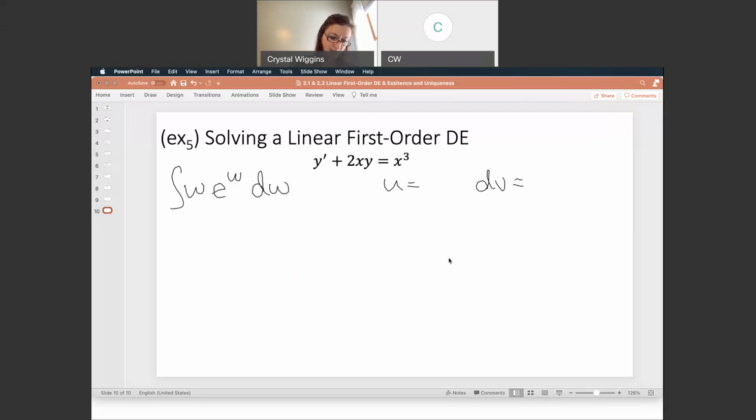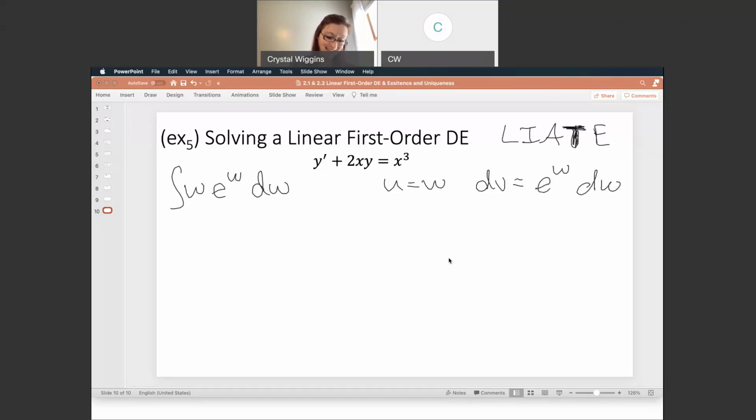So I'm going to let u be w because recall LIATE is the order in which you should assign things to the u part of integration by parts: logs, inverse trig, algebra, trig, exponential. Okay, that comes from Calc 2. So I know that my two options are algebraic, the w, or exponential, the e to the w. Well, since exponential is absolutely last and should be last to assign for u, and that's because the antiderivative of it is so easy, that's what makes my decision so easy to make w the u and e to the w dw the dv.